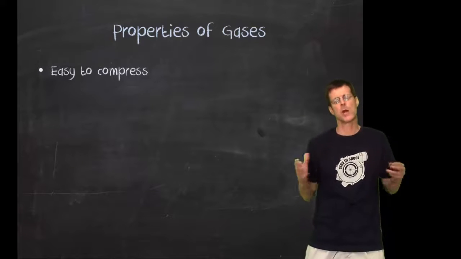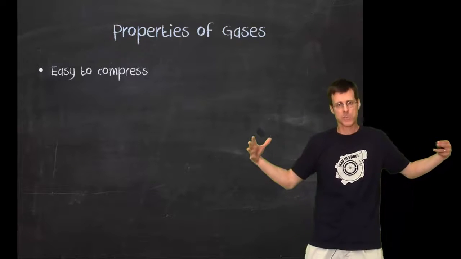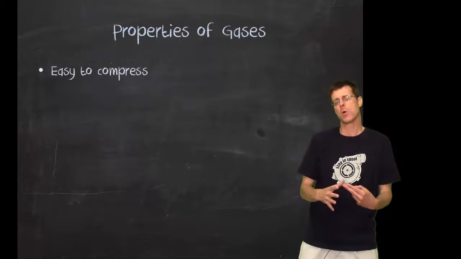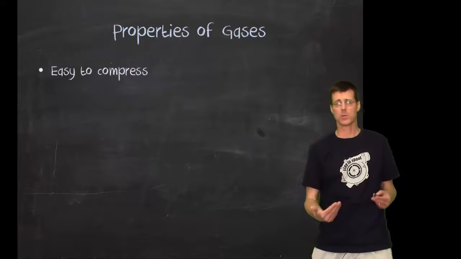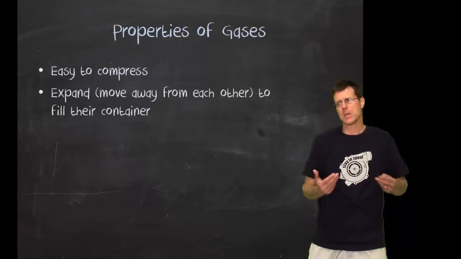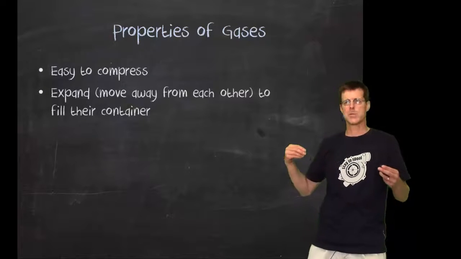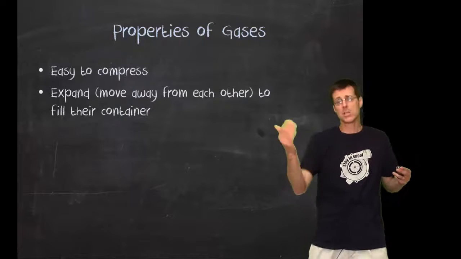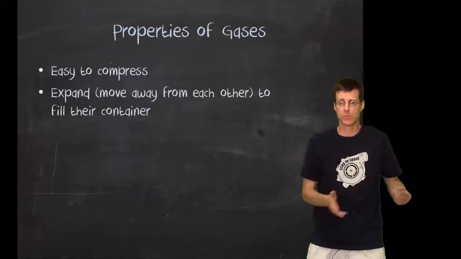Gases are easy to compress. So we start out with a large amount of gas and we squash it into a smaller volume. And that's really important if you're talking about a barbecue tank or something like that. They expand quite rapidly. So you can have somebody making cookies in one room and you can smell it throughout the house.